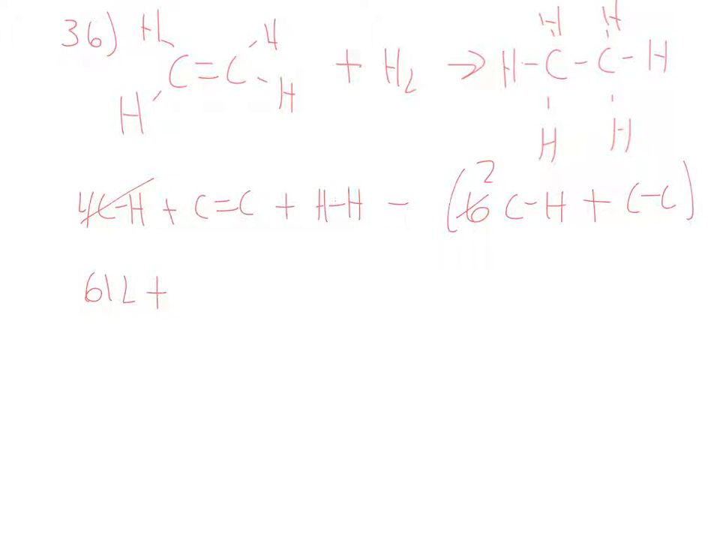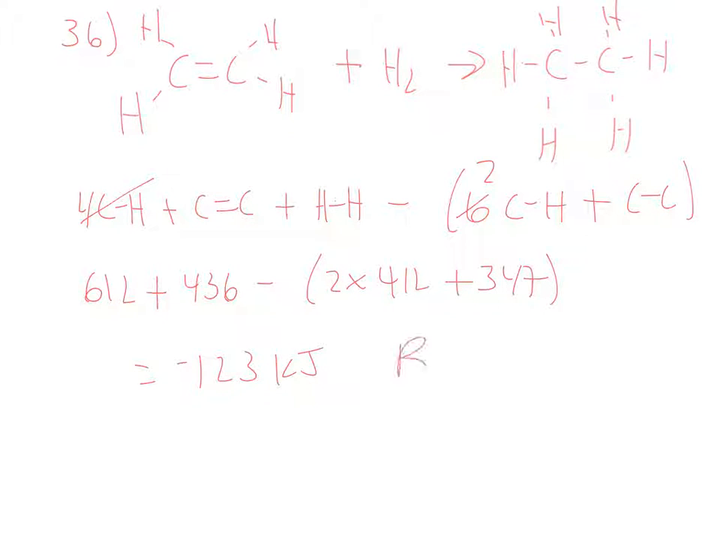The hydrogen single bond is 436. And then I'd have to subtract the sum of 2 times the CH bond, which is now for some reason only 412, and the carbon-carbon single bond at 347. And now my result is going to be negative 123 kilojoules per mole, or letter B on your choices.